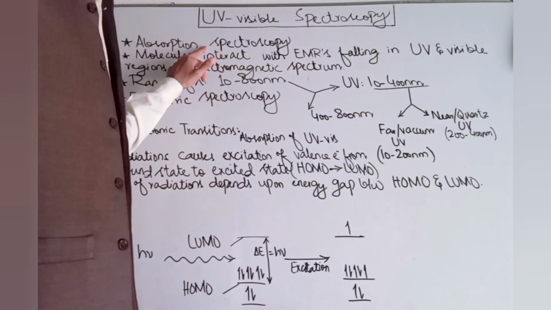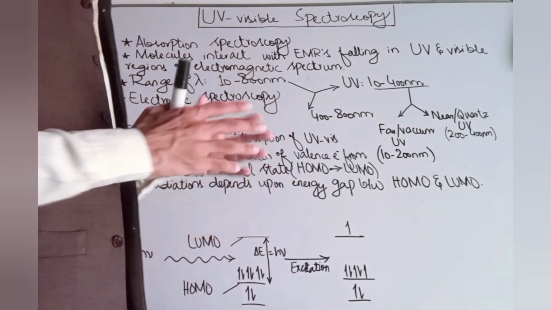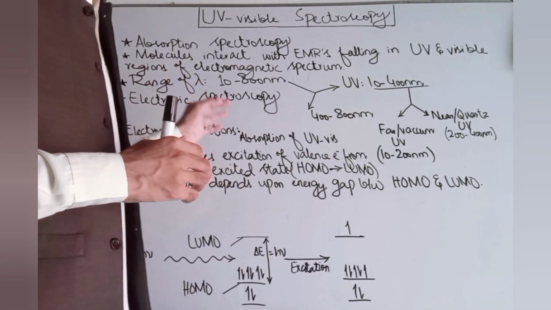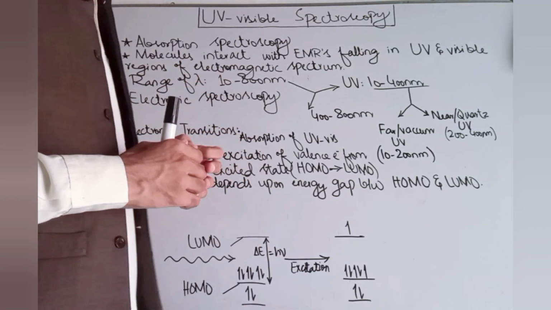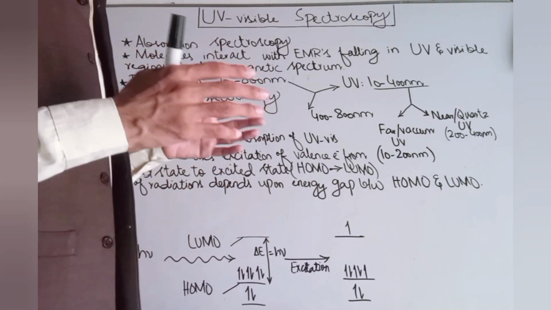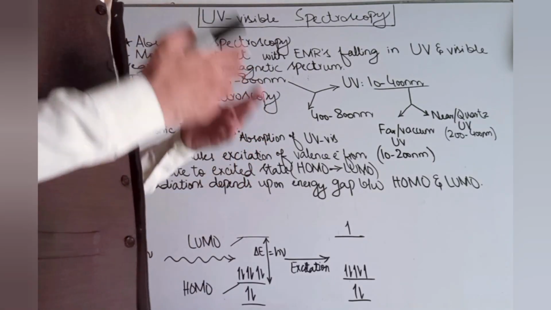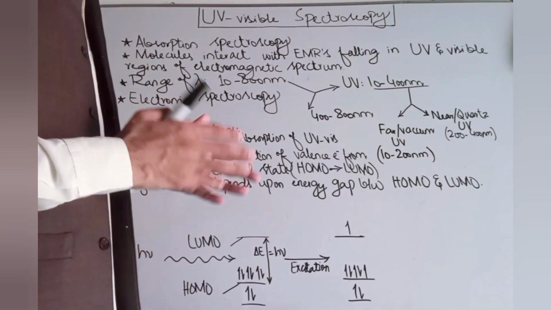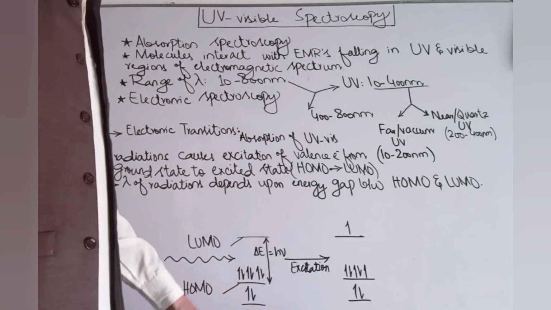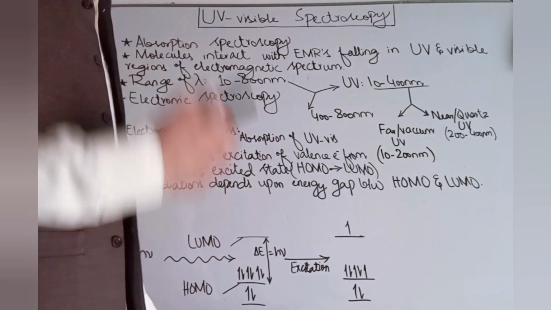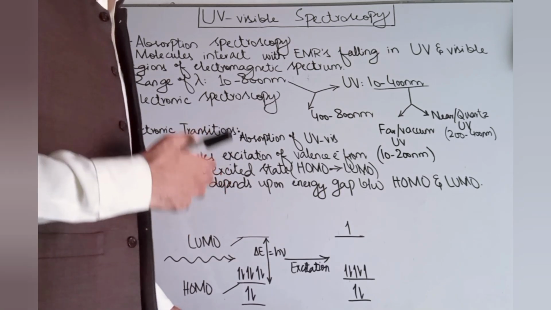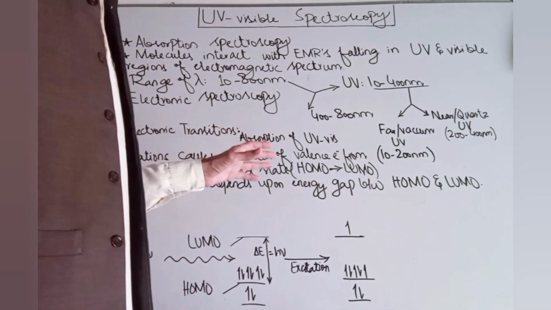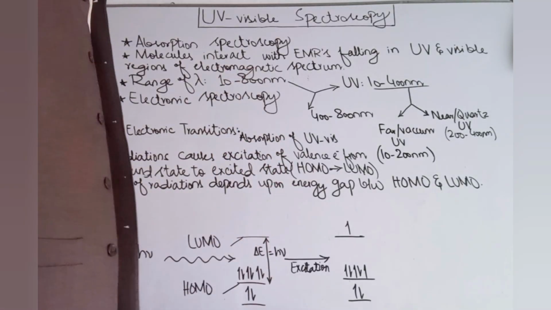So first of all, it's a type of absorption spectroscopy. As the word indicates, it means that it is a type of spectroscopy in which when the UV visible radiations are made to fall on a molecule, the molecule absorbs the radiation, and as a result of the absorption of radiations, there occurs certain transition in the molecular energy levels of the molecule, and that leads to the formation of a UV visible spectrum.